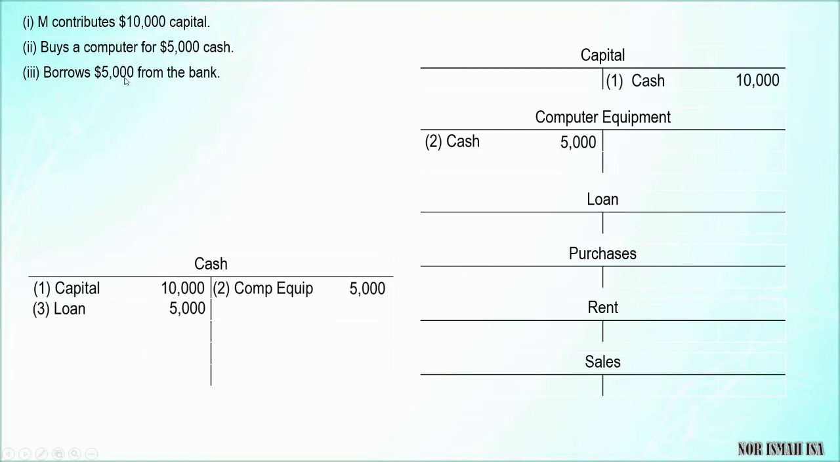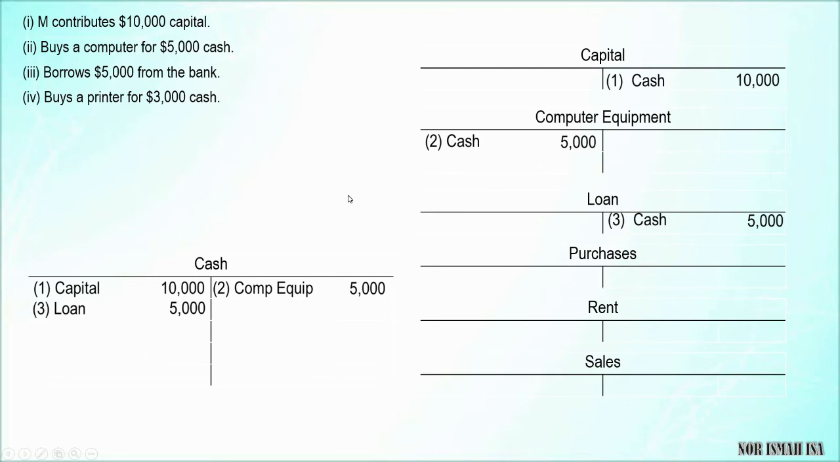Where does the cash come from? From the loan. So the loan account now exists in this business and increases by the amount of 5,000. So loan is a liability, it should be credited. Loan account with 5,000 and the description here is cash, the opposite account.